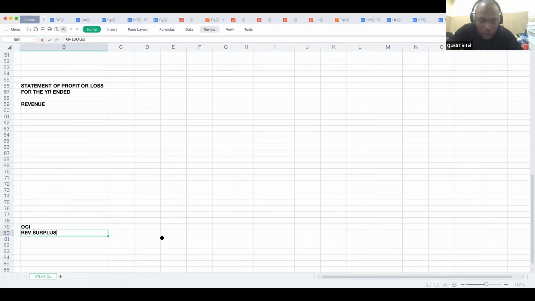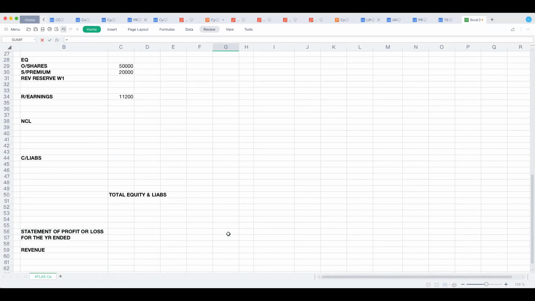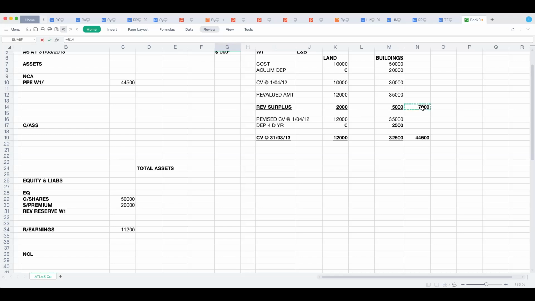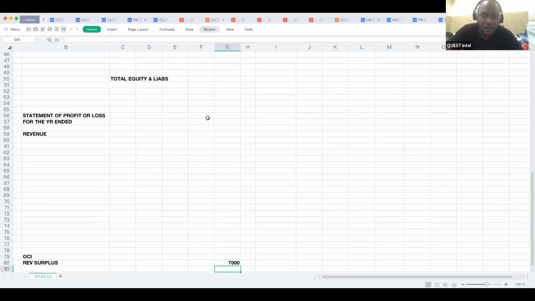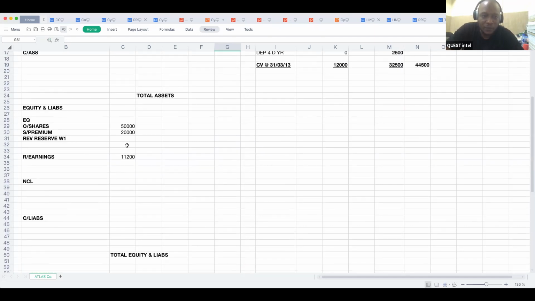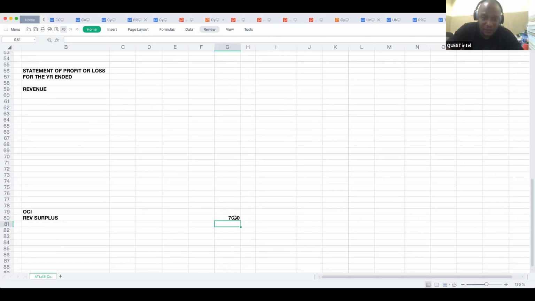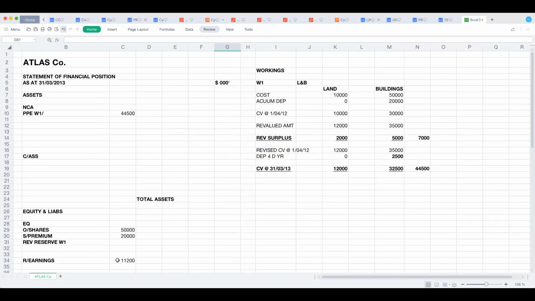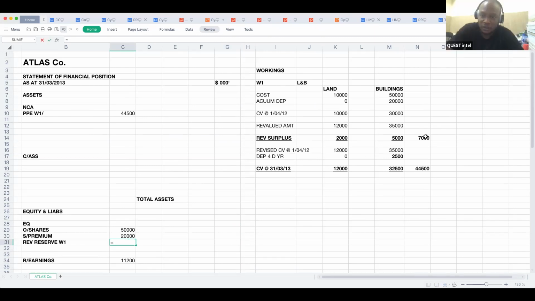Okay. So that figure now, we can carry it to G. So it's equal to, and we'll bring that figure, that 7,000 there. We can also do that, but I would prefer to put it here now so that it doesn't make any difference. I can now finally carry this 7,000 to part of the reserve. So if there's another reserve, then that will go there. If there's no other reserve, then it will just be the 7,000.